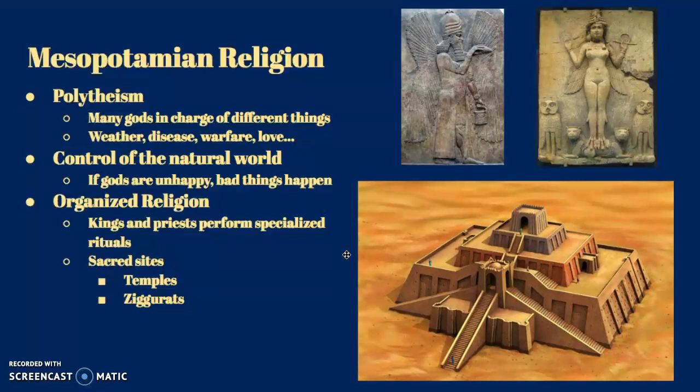So the king could go up to the top of the ziggurat and talk to Ishtar or Marduk or any of the other major gods and provide sacrifices and receive omens and stuff from the gods up there. So that's one of the reasons why kings were so powerful. So that's Mesopotamian religion. It's an attempt to influence the gods in order to control the natural world.